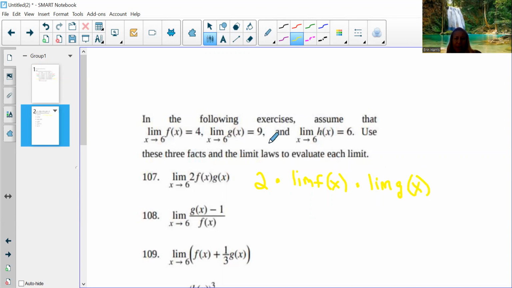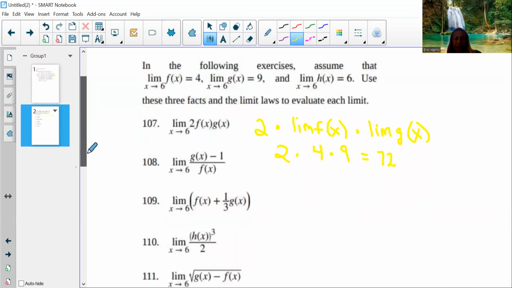And then I just look up above and say, well, the limit of f of x as x approaches 6 is 4, so it's 2 times 4, and the limit as x approaches 6 of g of x is 9. So that's 8 times 9, which is 72. So that's how these exercises work. The limit of a product is the product of the limits.